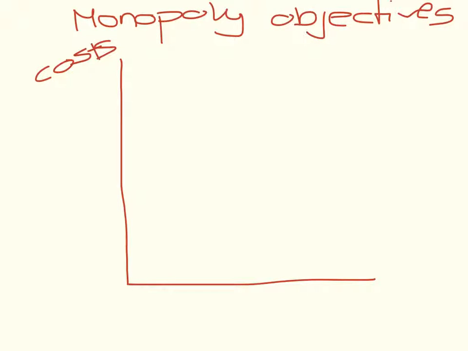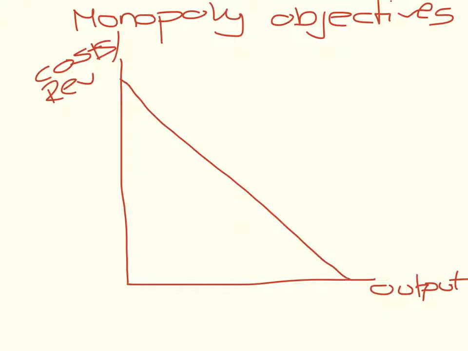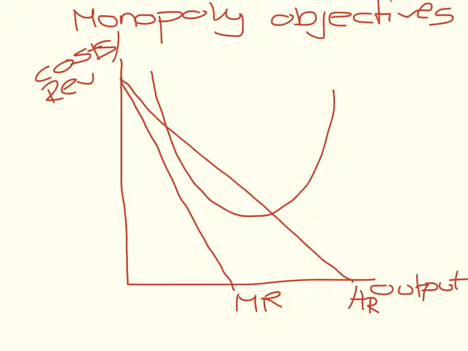So cost slash revenue slash price, whatever you want to put up that axes, and then your output down here. Okay, so I'm just going to really quickly draw a monopoly and average revenue. If you need it slowly explained, have a look at my other presentation because I go through it much more slowly, explaining all the points.